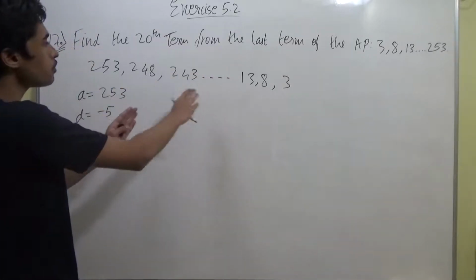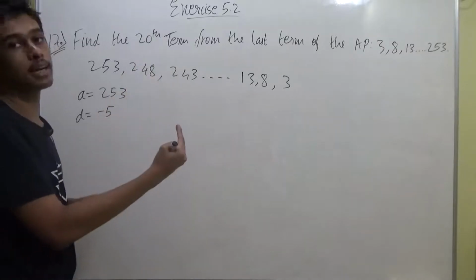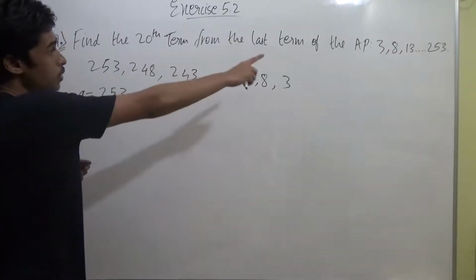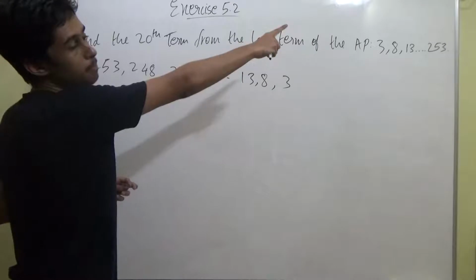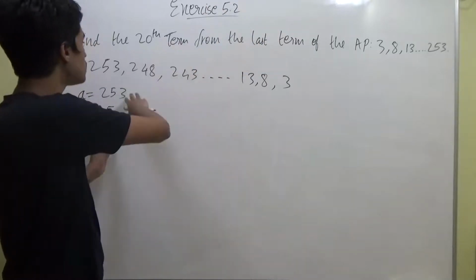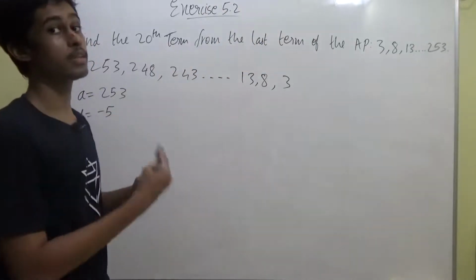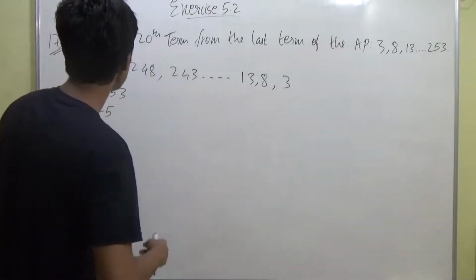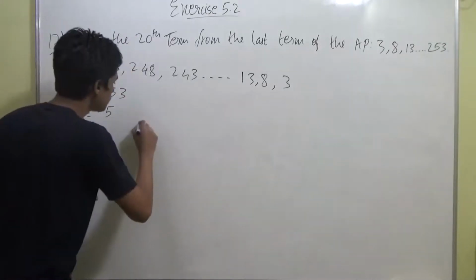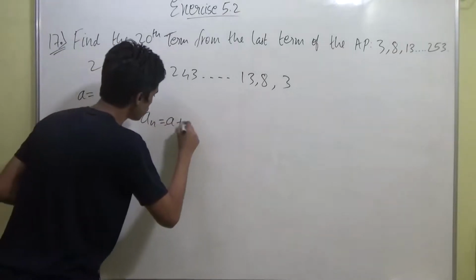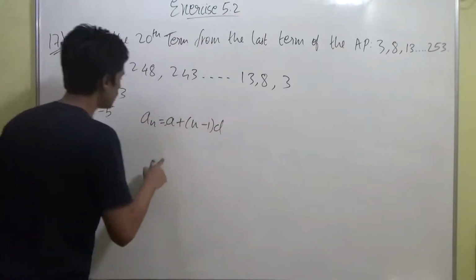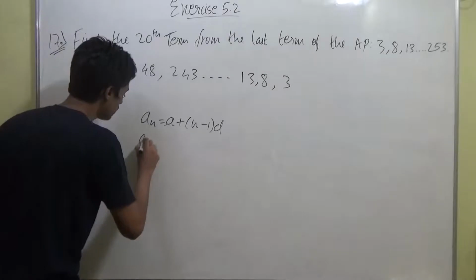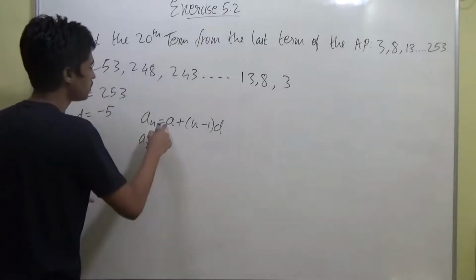Now in this AP, if you find the 20th term from the beginning, it will be the same as the 20th term from the back for the original AP. That's what we had to find. So instead of that, we reversed it and we can find the 20th term from the beginning. As simple as that, guys. Isn't it easy? So we'll apply the formula a_n equals a plus n minus 1 into d. In place of n, we'll put the value 20. a_20 equals a.